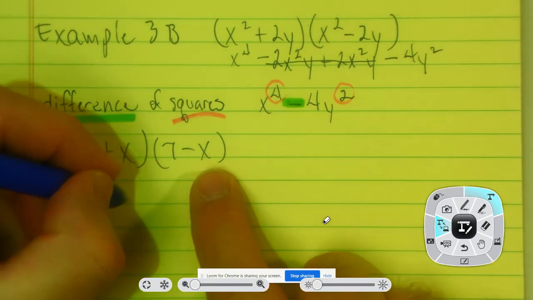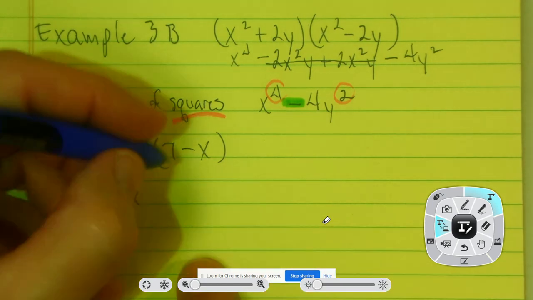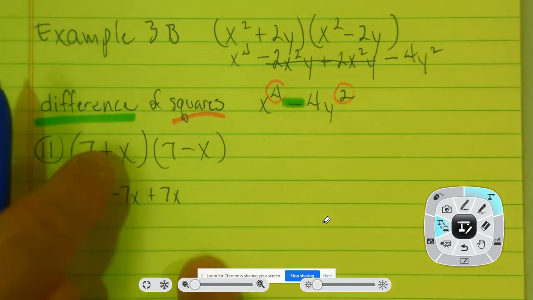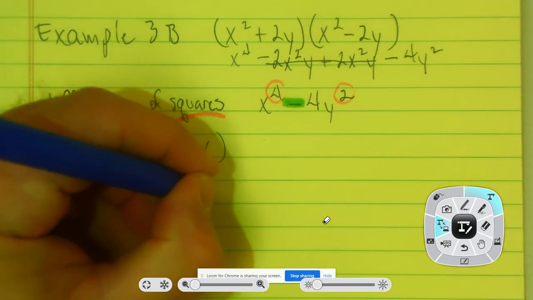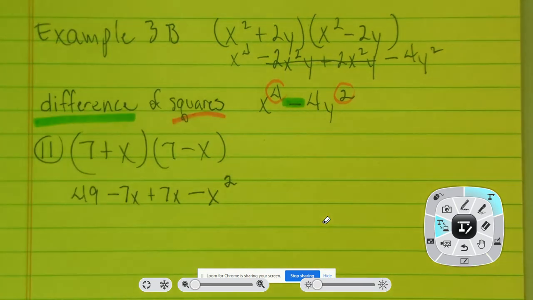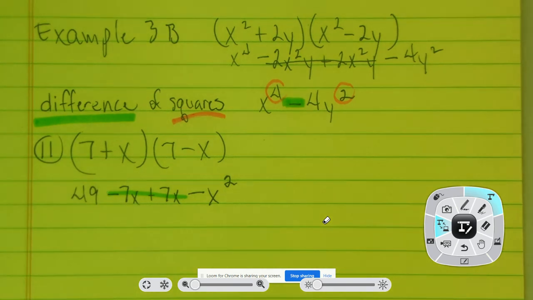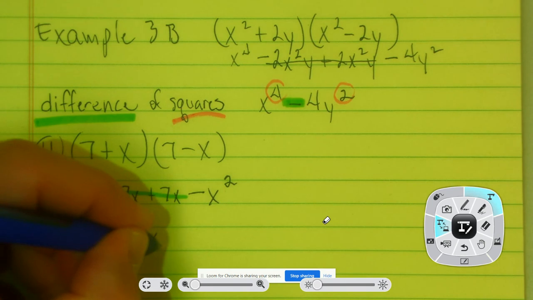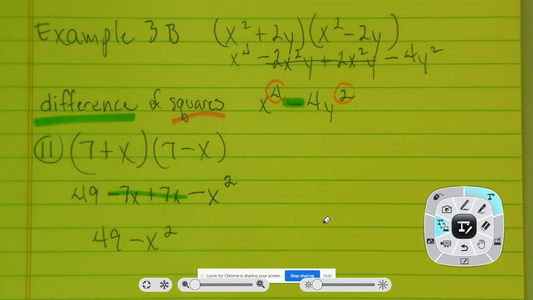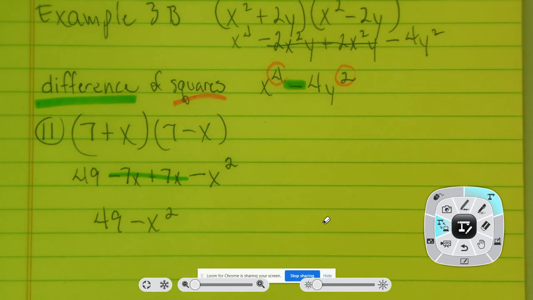7 times negative x, negative 7x. x times positive 7, positive 7x. And positive x times a negative x, negative x squared. Middle terms will drop out. And I'll have an answer of 49 minus x squared. A difference of squares is the easiest to recognize.